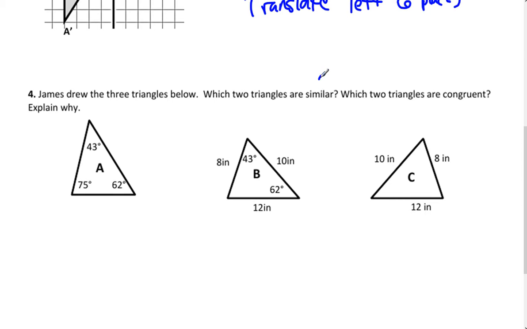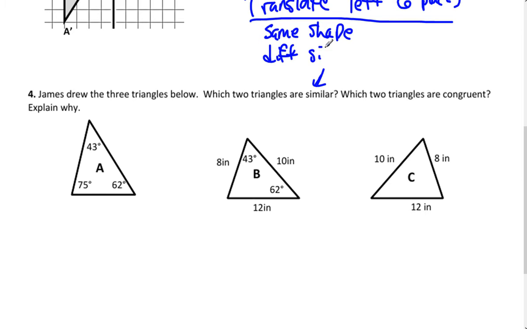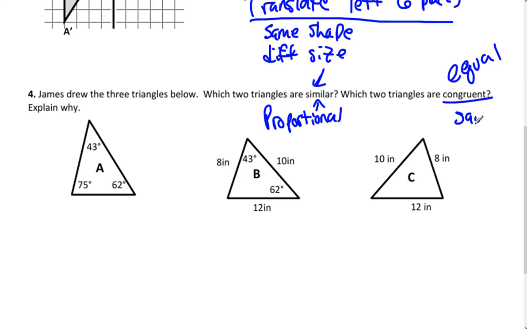Similar triangles are 2 triangles that, the old school definition is, they're the same shape but a different size. That was the old school definition of similar figures. A better way to say that is they're 2 figures that are proportional. That's what similar means. Congruent, on the other hand, basically means equal. They are exactly the same everything. Same shape, same size, same perimeter, same area, same everything.